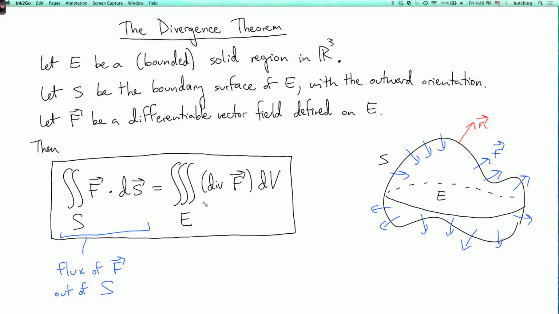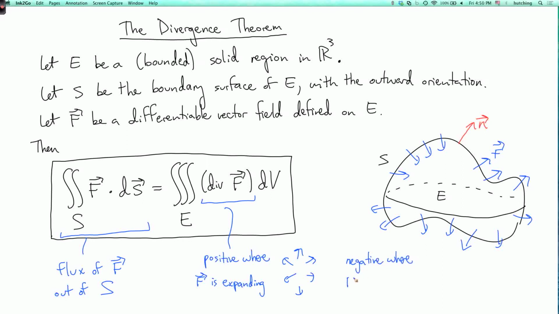Okay, and then divergence, what is this? Well, this is positive where F is expanding, or sort of decompressing, or diverging if you like. So the vector field looks like this. The divergence is positive, and it's negative where F is sort of contracting or getting compressed or doing the opposite of diverging, where it looks like this. Okay? So what the theorem is saying is that if we take the local measure of how much the vector field is expanding and add that up, or more precisely integrate it over the entire solid region E, then we get the net flux out of the region.